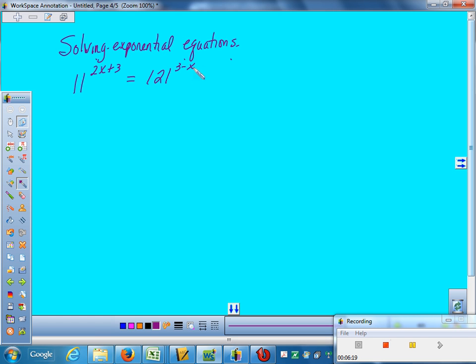So, what's in common? What do you know about 11 and 121? 121 is 11 squared. So if I rewrote that as 11 squared, I would make them both have the same base. Okay, so I'm going to leave this side alone. It's happy. Now, I changed this to 11 squared, but 3 minus x would still be on the outside. Okay, exponent rules, here they come. Add or multiply. I would multiply, so that would become 11 to the 6 minus 2x.